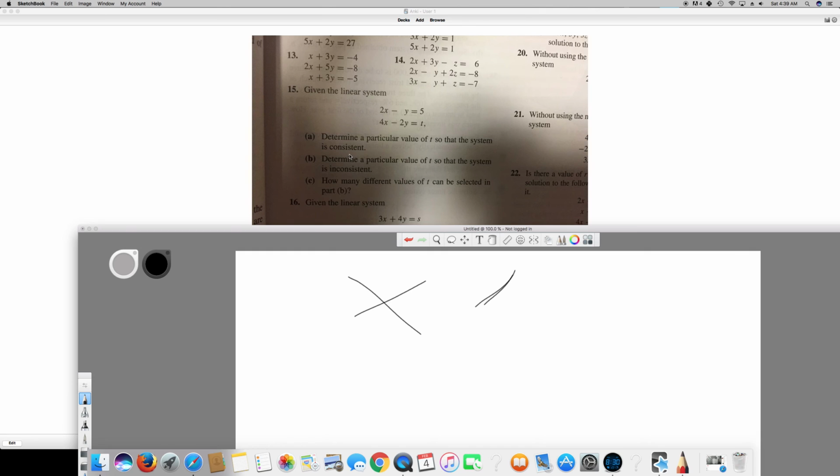So the first question they are asking, determine a particular value of t so that the system is consistent. So t can be any real number. In this case, it can be any real number because even if it's 10, it's going to be coincident. Like both lines are going to be together. So therefore, it can be any real number. That's the answer for the A question. And the B question is asking, determine a particular value of t so the system is inconsistent.